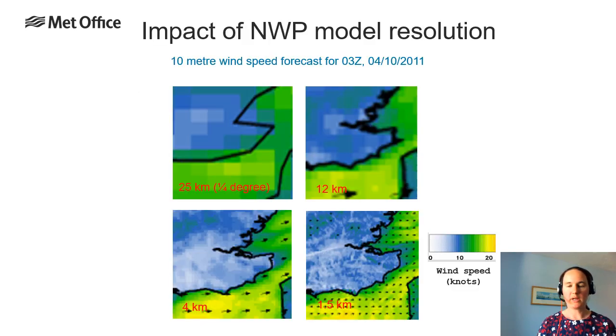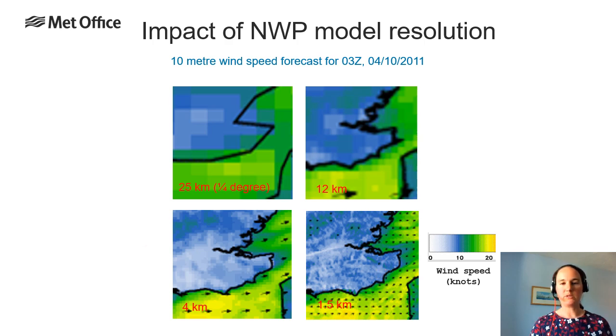So the first thing we're going to consider is the impact of resolution on our run. And just as a first example, we're going to look at what the impact of that resolution is on a 10-meter wind speed forecast. So up here in the top left-hand corner, we have a 25-kilometer resolution Met grid. In the top right-hand corner, we have a 12-kilometer resolution Met grid. In the bottom left, it's 4 kilometer, and in the bottom right, it's 1.5 kilometer.